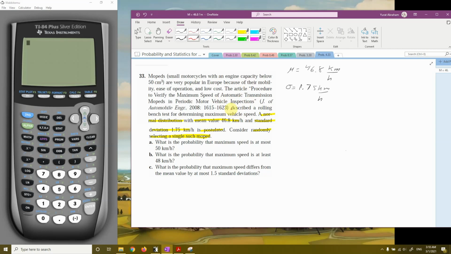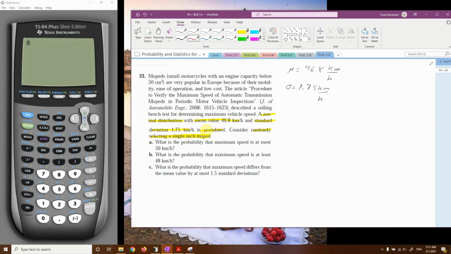Right here. That's where it says: describe a rolling bench test for determining maximum vehicle speed. A normal distribution, that's important, that's what I have highlighted, with a mean value of 46.8, that's also important, and a standard deviation of 1.75, that's also important. It's postulated, and it's considered randomly selecting a single such moped.